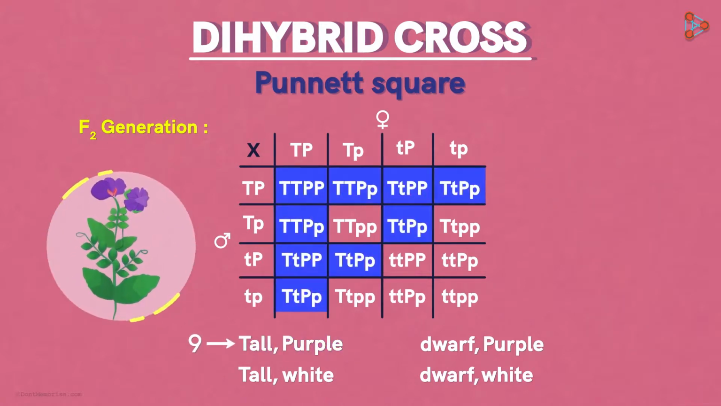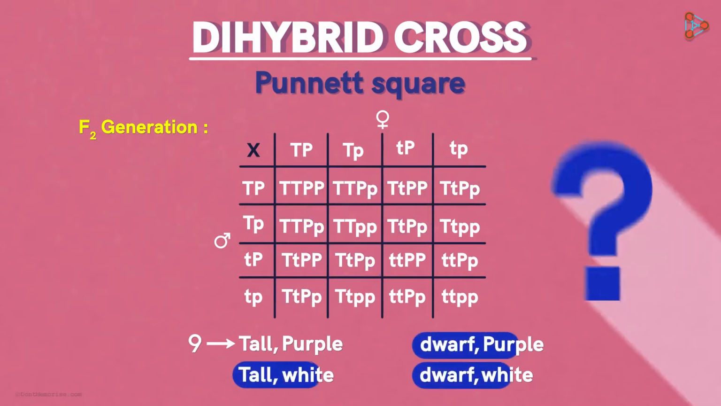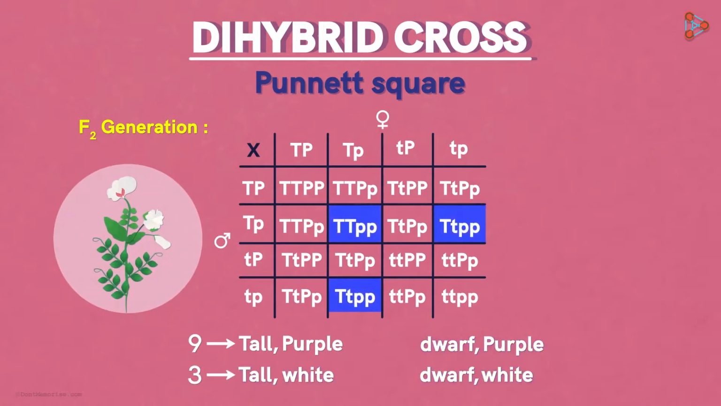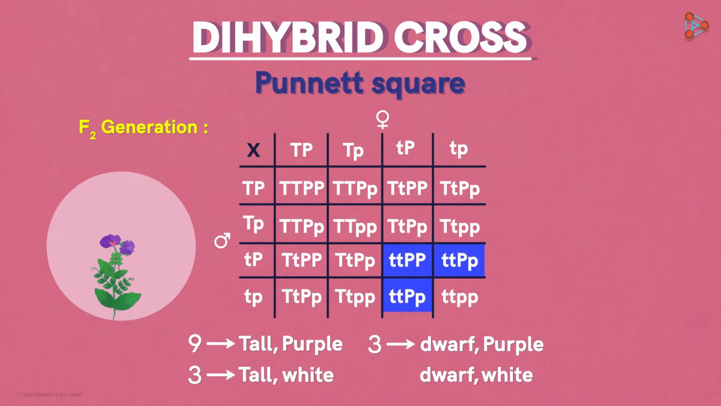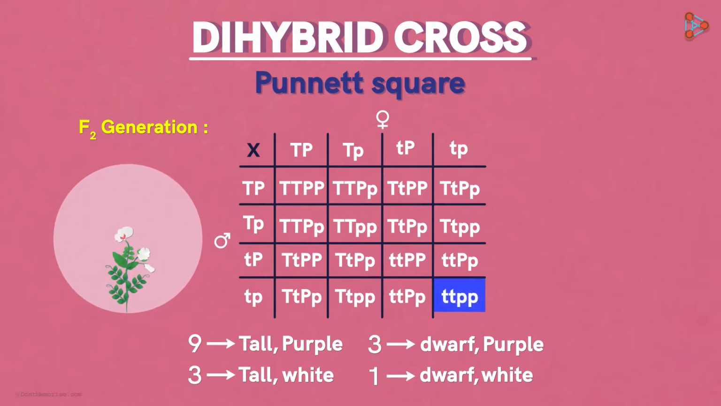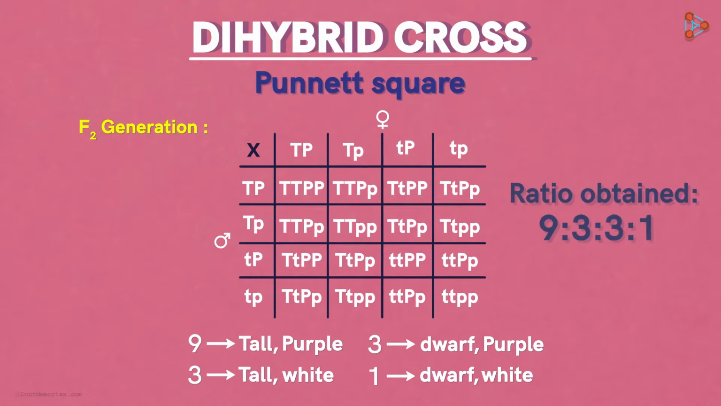We have 9 plants which are tall and with purple colored flowers. Can you count the number of plants for the other 3 combinations? 3 plants show the tall trait along with white flowers, and 3 show the dwarf trait along with purple flowers. 6 plants in all have mixed characters of the parents from the P1 generation. It means at least one recessive character is seen in these 6 plants. Now, the last one among the 16 shows both the recessive traits, a plant which is dwarf and has white flowers. So, if taken together, then we obtain a ratio 9:3:3:1.